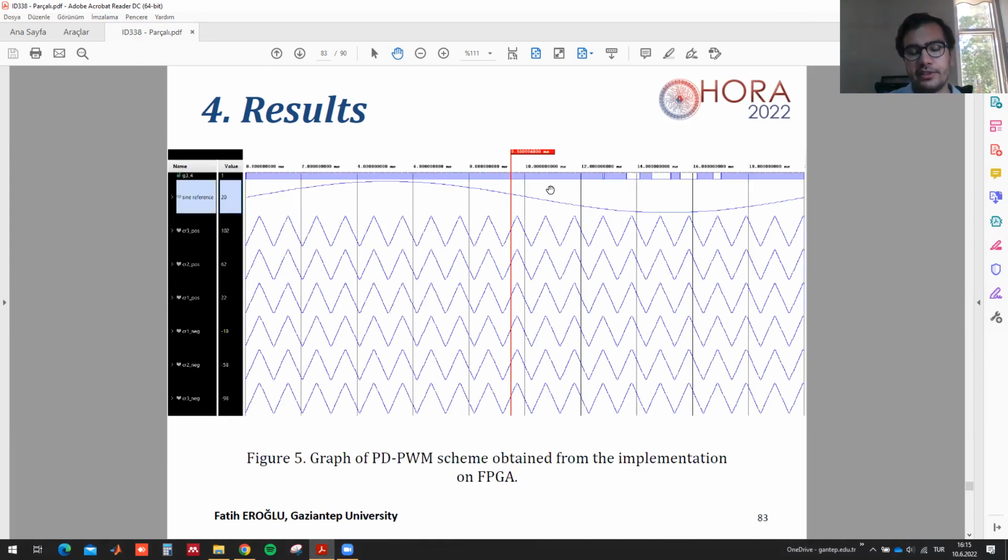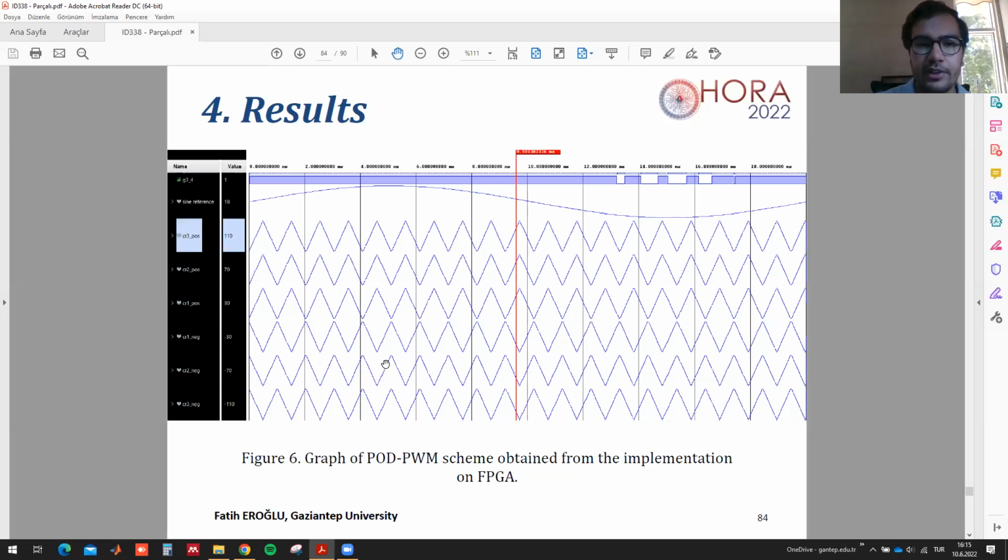So we also checked whether we can generate the carriers and sinusoidal reference successfully. This graph shows the PD-PWM application, and we obtained this graph from the Vivado simulator. As you can see, this is for PD-PWM, and the carriers are all in phase but vertically displaced. And this is for POD-PWM. This is also the exact structure that we've used in the theoretical part of this paper. And this is also satisfactory.